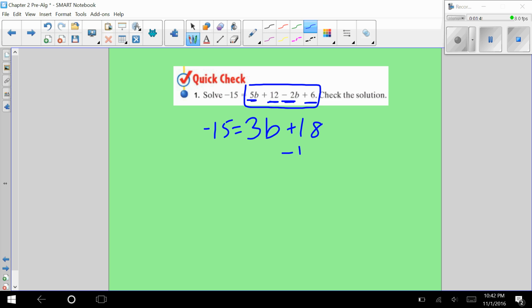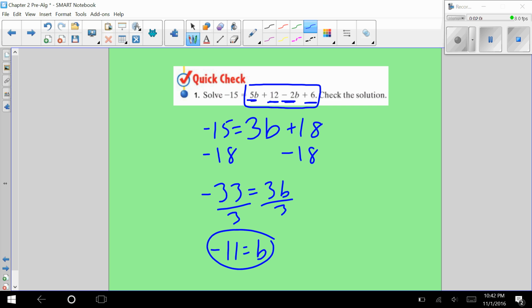To start to solve, I subtract 18. I get negative 33 equals 3b. Divide both sides by 3. And I get negative 11 equals b.